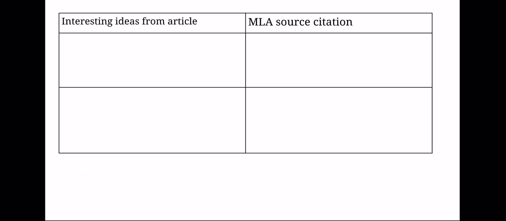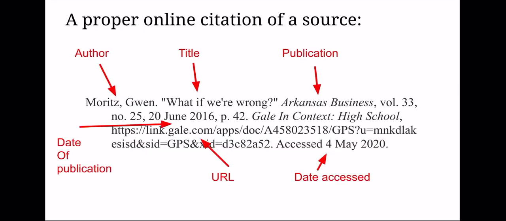Your job in the assignment is to find 2 things, 2 different sources that you want to put in your paper. So you are more than welcome to copy and paste anything, a whole paragraph, multiple paragraphs, into that first box that says interesting ideas from the article. Just take what you like from the article, put it in that box. Then in the right-hand column, where it says MLA source citation, your job is to create what we just saw on the previous screen. You got to create this. All 6 of those pieces of information in that order goes right there.